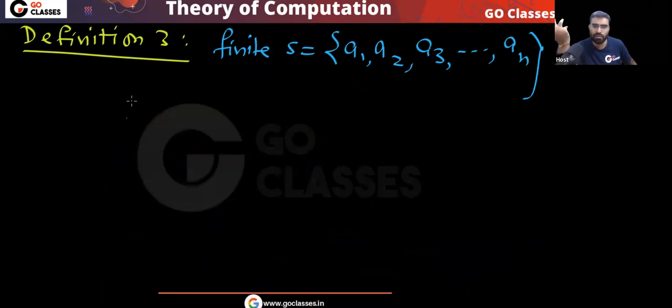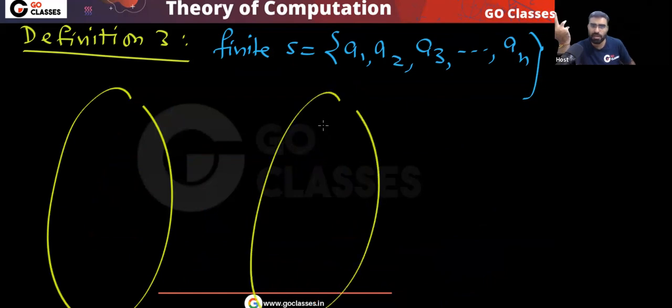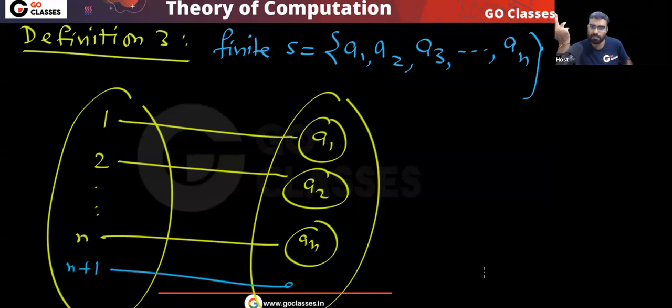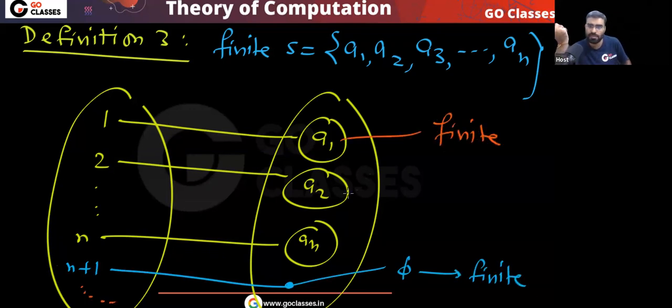Or you can do it like this also, if you want. To 1 you give A1. To 2 you give A2. And so on. To n you give An. And then for the remaining, to n plus 1 you give 5. Is this clear? You can say this is also finite. Anyway, the point is that a finite set is countable. This is the idea.